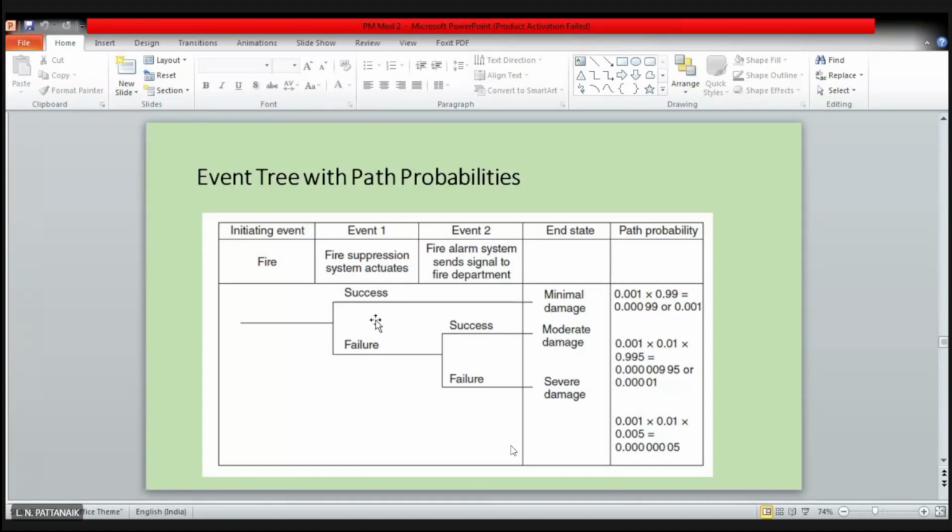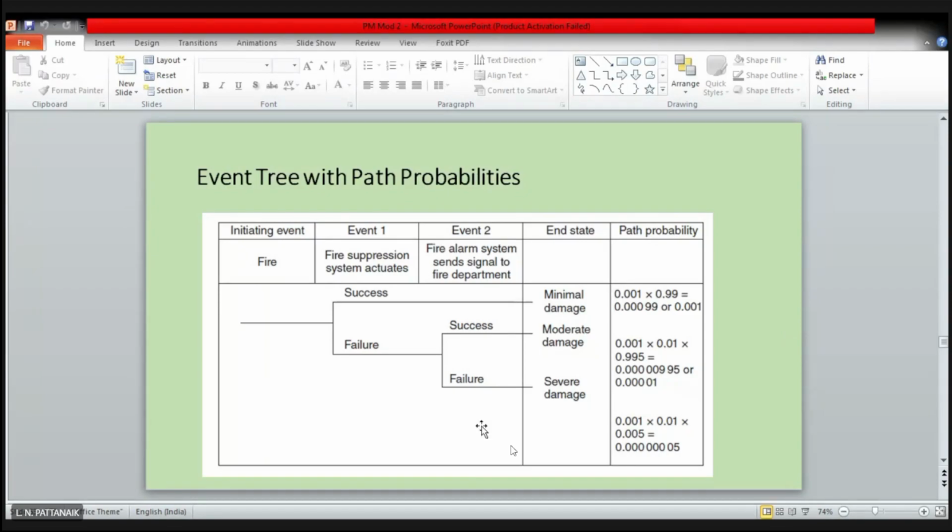So the success of event 1 will be multiplied with the probability of initiation of fire, right? So 0.001 multiplied by 0.99. So it is almost 0.00099, or closely 0.001 probability, or just 0.1% probability that there will be minimal damage, right?